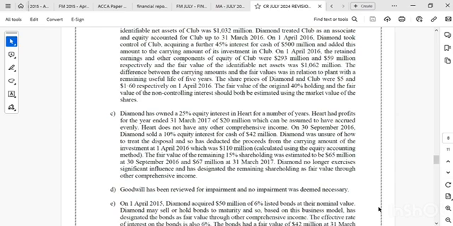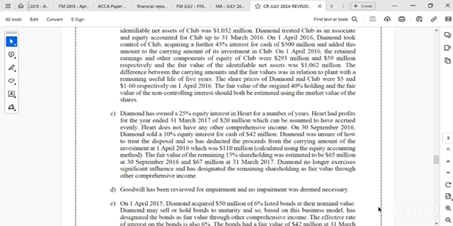The fair value of the remaining 15% shareholdings was estimated to be $65 million at 30 September 2016 and $67 million at 31 March 2017. Diamond no longer exercises significant influence and has designated the remaining shareholding as fair value through other comprehensive income.